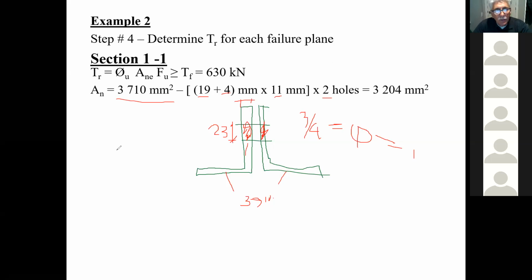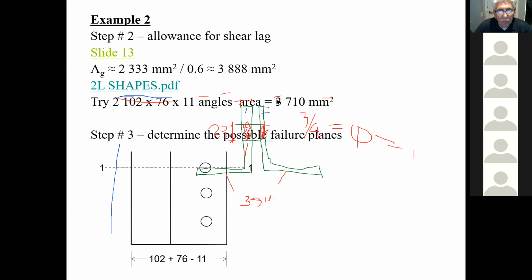Now, in other words, can you appreciate that if I wouldn't have any holes going through the angles, my AN, ANG, would be 3,710 square millimeters, okay? So that's how much steel I have here, here, and all over. So that's the total area of my steel. Let me go back. That's the area for both angles, right?